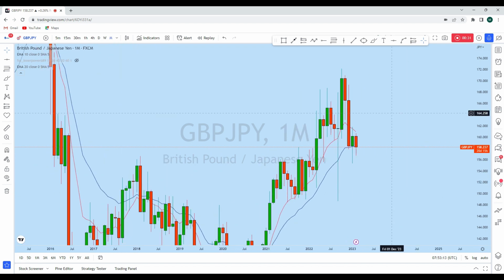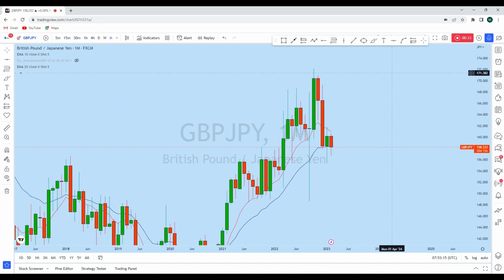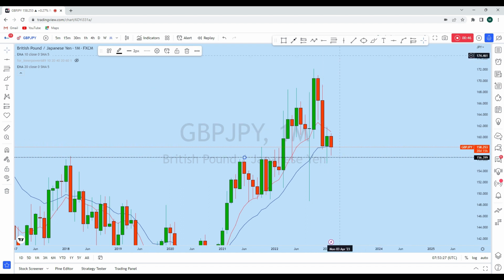From the monthly perspective, we see that GBP JPY had a strong rejection to the downside from this monthly resistance. After back to back two months of strong drop, this month, from this monthly resistance turning support, GJ created this narrower candle, which is in fact a retracement of this move to the upside.